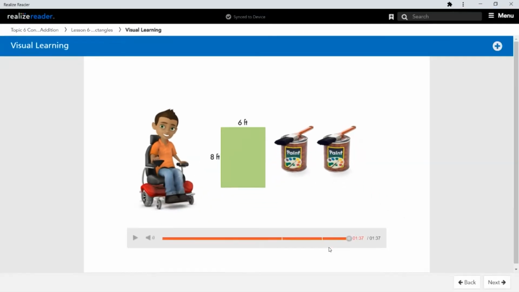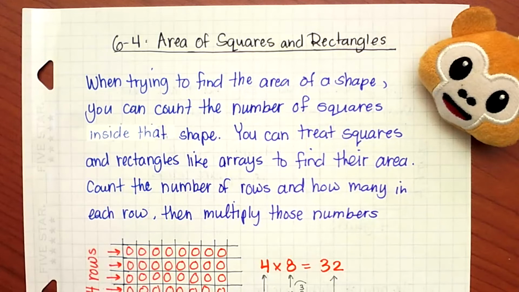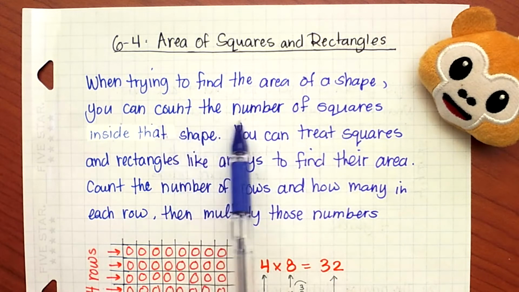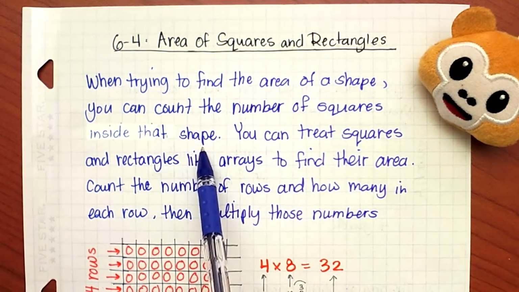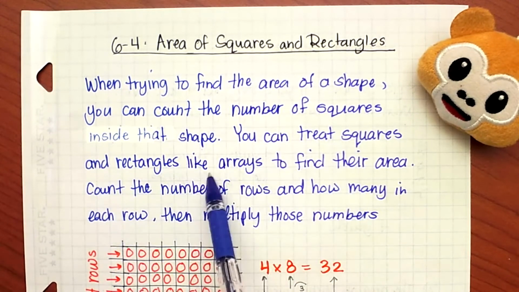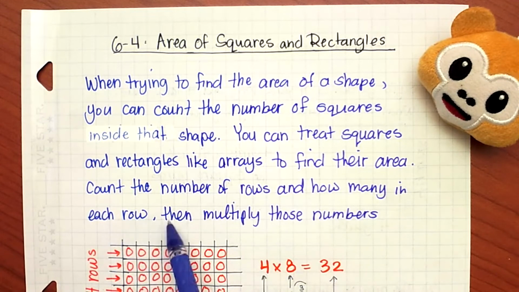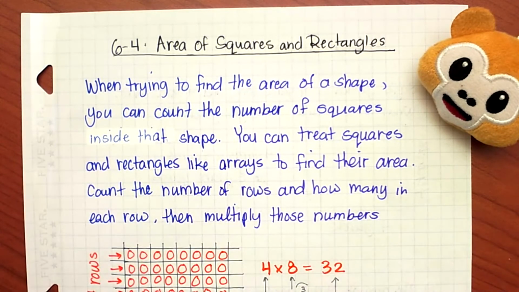All right, let's get into our notes and our guided practice together. Now for this one, again, we have our title at the top, area of squares and rectangles. Now remember, when you're trying to find the area of a shape, you can count the number of squares inside that shape. You can treat the squares and rectangles like arrays to find the area. Count the number of rows and how many in each row, and then multiply those numbers together.